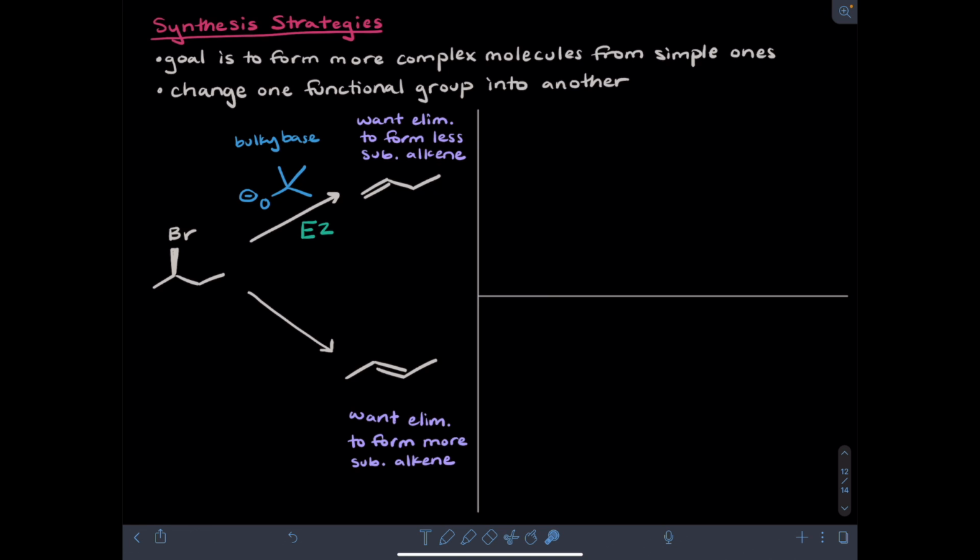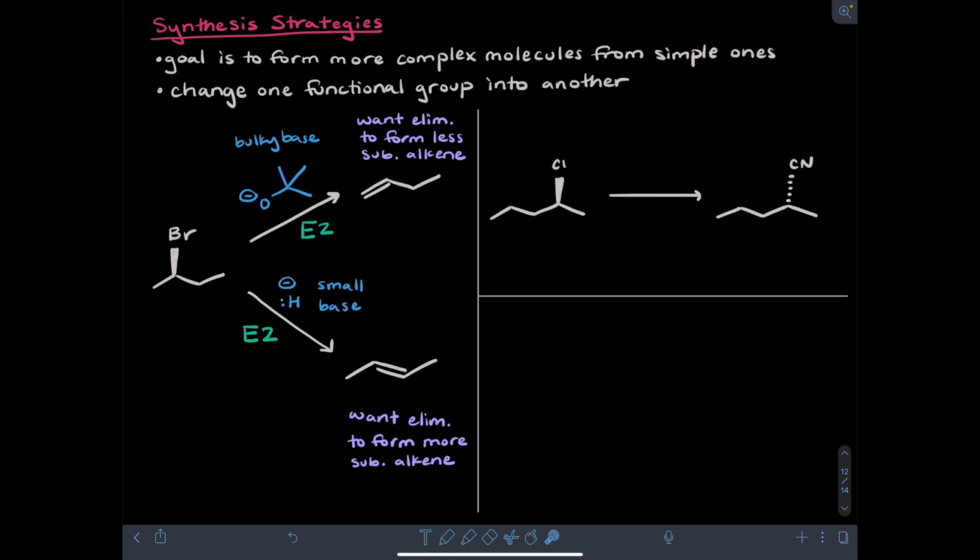The alkene shown on the bottom is disubstituted, and from this alkyl halide starting material we were given, if we want this alkene to form, we want the elimination to form the more substituted alkene possibility. To favor the formation of a more substituted alkene, you would want to use a small base, such as the hydride anion, and this would react with the starting alkyl halide by an E2 mechanism.